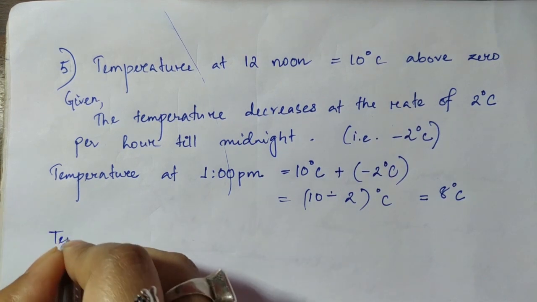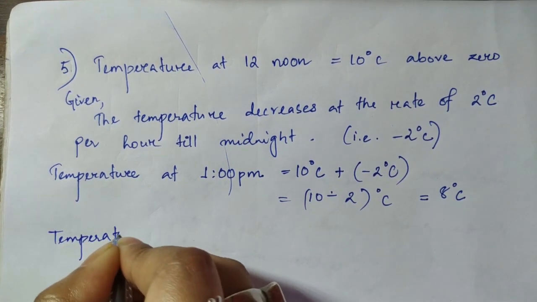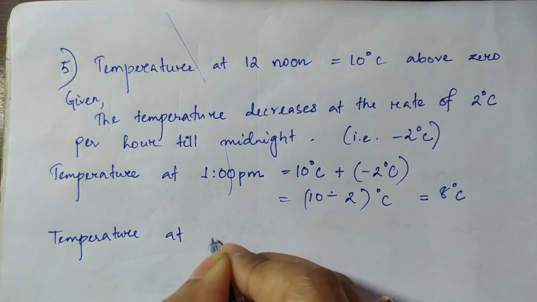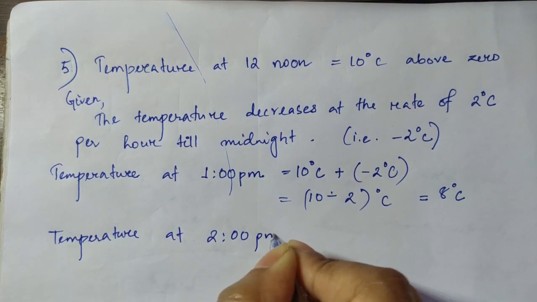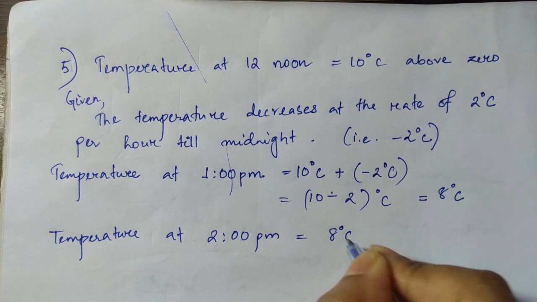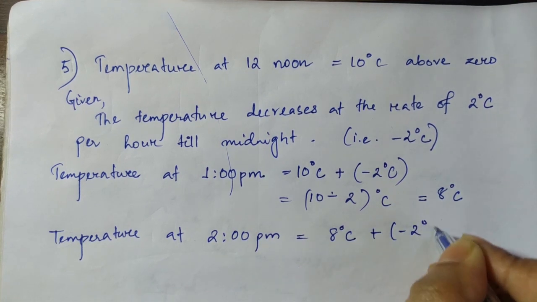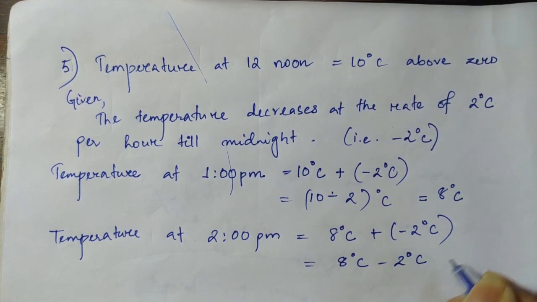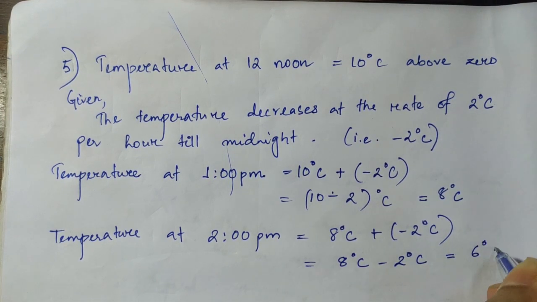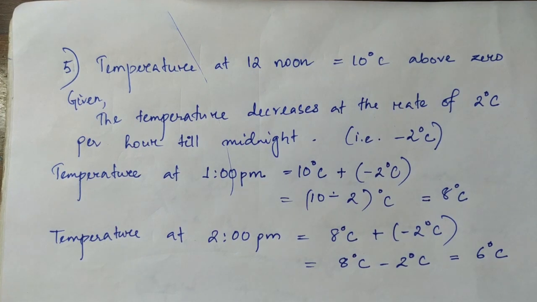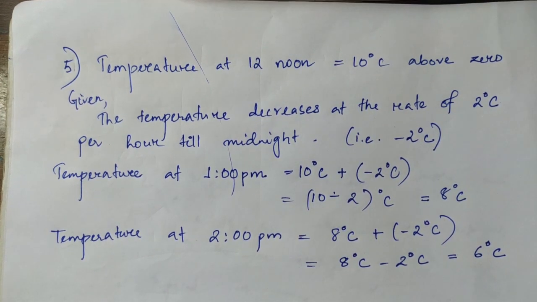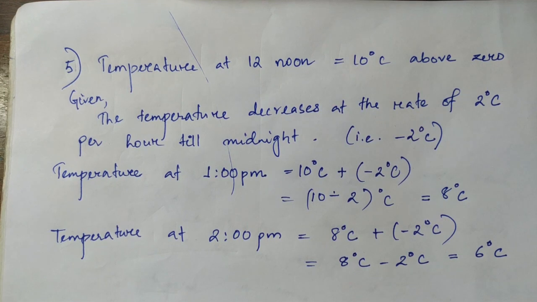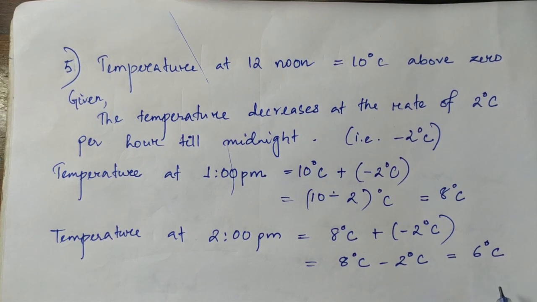Similarly, I will calculate the temperature at the next hour, 2 p.m. At 1 p.m. it was 8 degrees Celsius, and it is decreasing, so I am taking minus. So 8 degrees Celsius plus minus 2 degrees Celsius will give me 6 degrees Celsius. Now we'll continue doing it till I get minus 8, because it is asked at what time the temperature will be 8 degrees below 0.